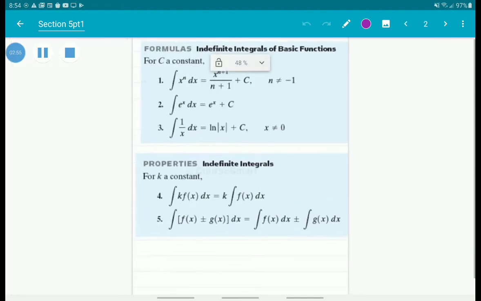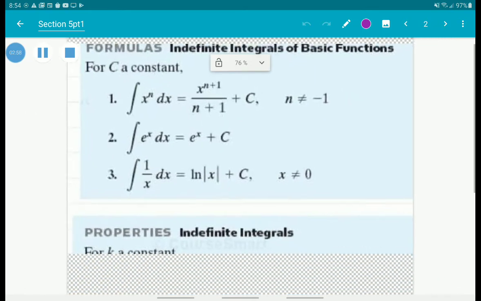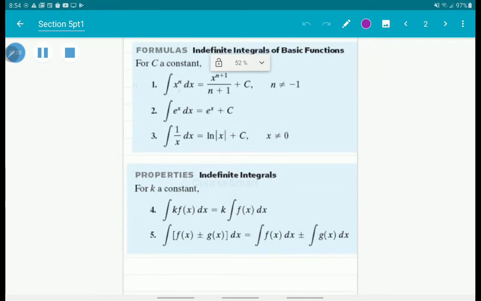So let's talk about some basic rules for integration. The first one is going to be our power rule. If we integrate x to the n dx, all we do is add 1 to the exponent and divide by the new exponent. This works as long as n is not equal to negative 1, because that is a separate rule that gives us the ln function. So for example, let's say we want to integrate x squared. We're going to add 1 to the exponent and divide by the new exponent, and then we're going to have plus c on the end.